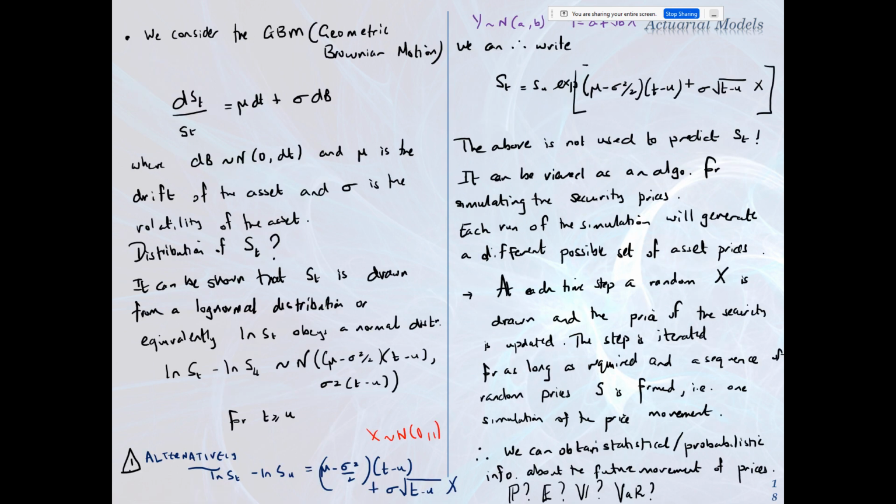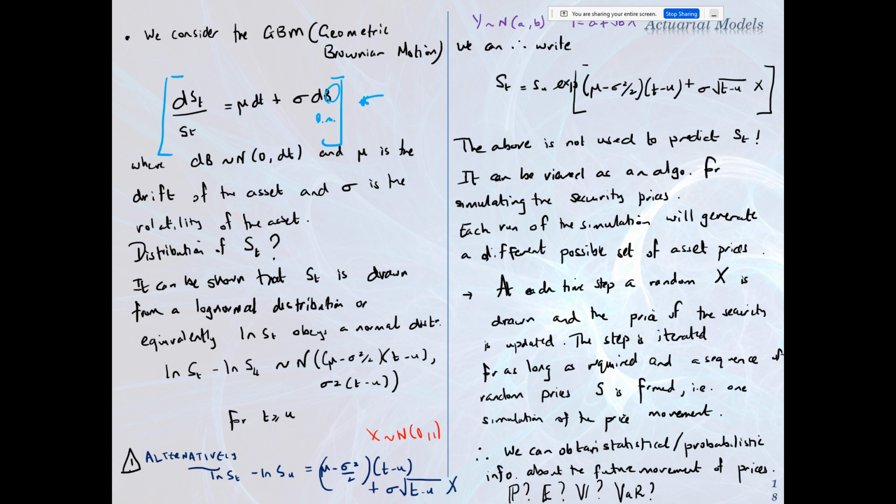So we consider the geometric Brownian motion. It is given by this. So this is the expression for the GBM. This is a very important process, the geometric Brownian motion, and this will be used for pricing options using the Black-Scholes formula. So dS_t over S_t is equal to mu dt plus sigma dB, where dB follows a normal N(0, dt). So B is a Brownian motion here.